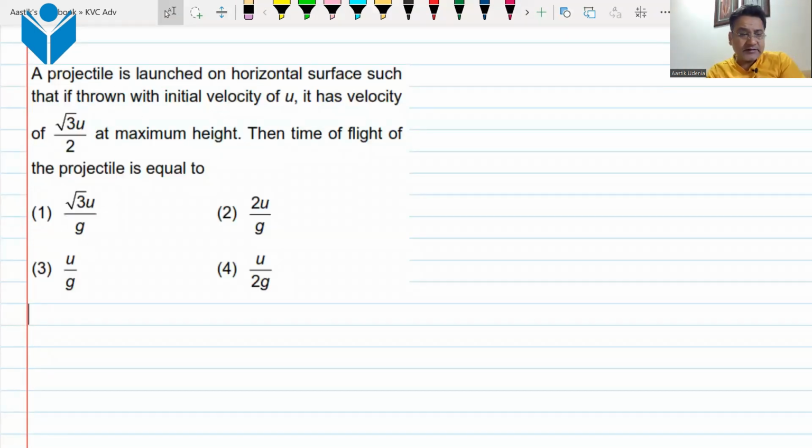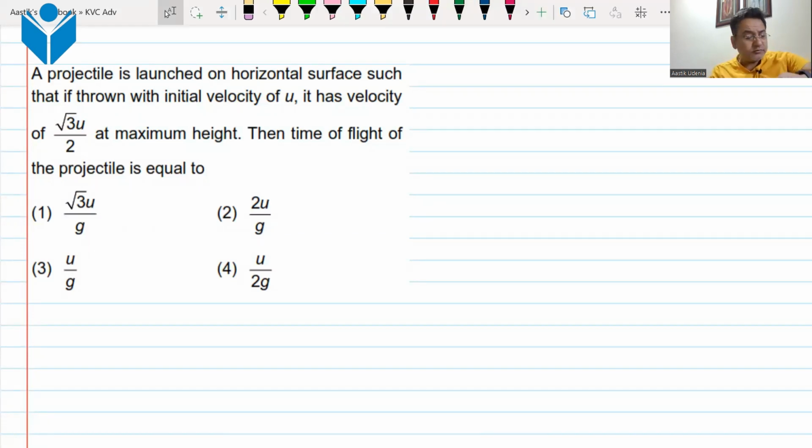This is the next question. A projectile is launched with initial velocity u. Maximum height is root 3 u by 2. What is the time of flight? We have done a lot of questions on this. This should be an easy one. Option 3u by g.